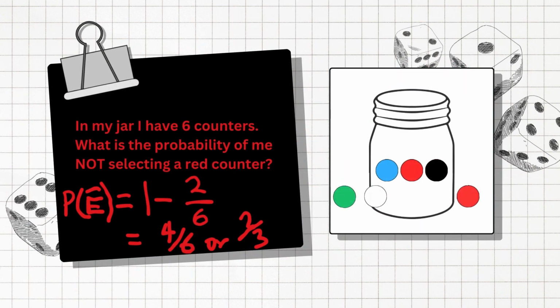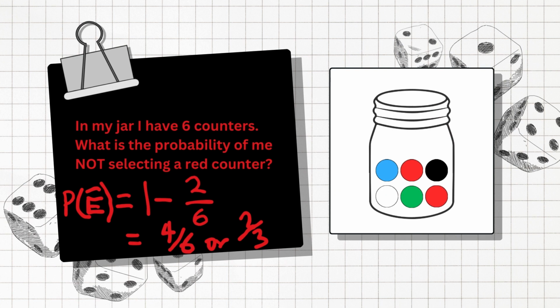Now, what is the probability of not selecting a red counter? If the probability of selecting a red counter is 2/6, then the probability of not selecting a red counter is 1 minus 2/6, which is 4/6. Now let's take a look at the jar. If you count the non-red counters, you'll find that we have 4. I have 1 blue, 1 green, 1 white, and 1 black. So the probability that what I've selected is not red will be one of these 4. So that will be 4/6, which is also equal to 2/3.